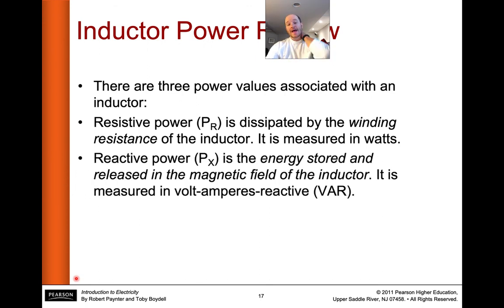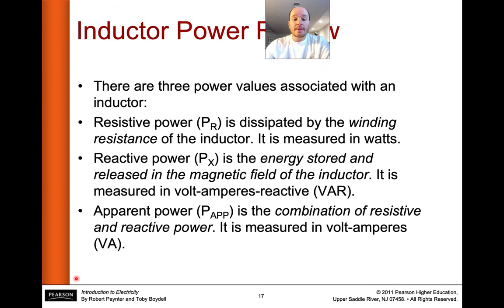Then we have reactive power, which is stored in the magnetic field of the inductor. This is the wasted stuff. And then we have the apparent power. This is a combination. In some ways, we could identify this as our power total. They identify it as VA, and VA is used to rate the power on almost all inductive things.